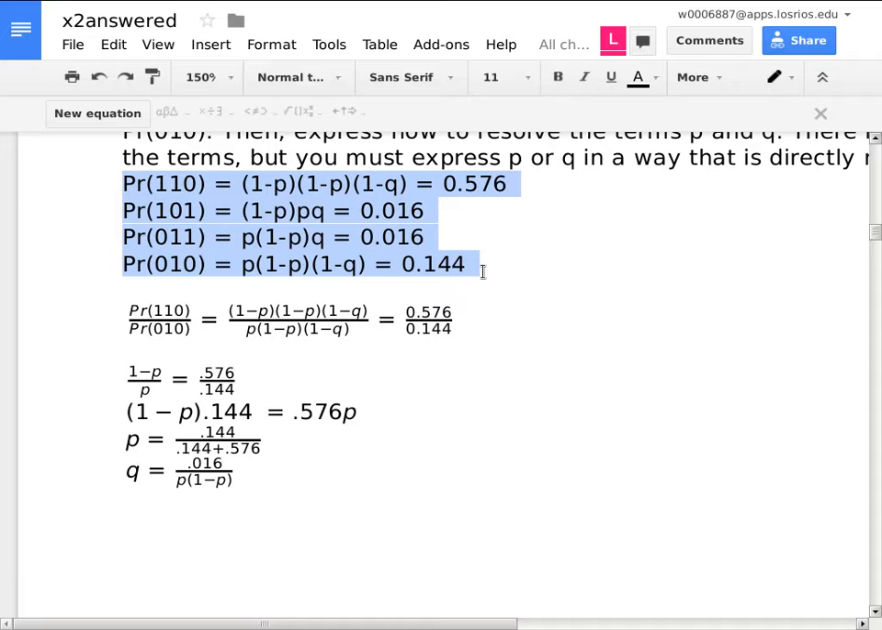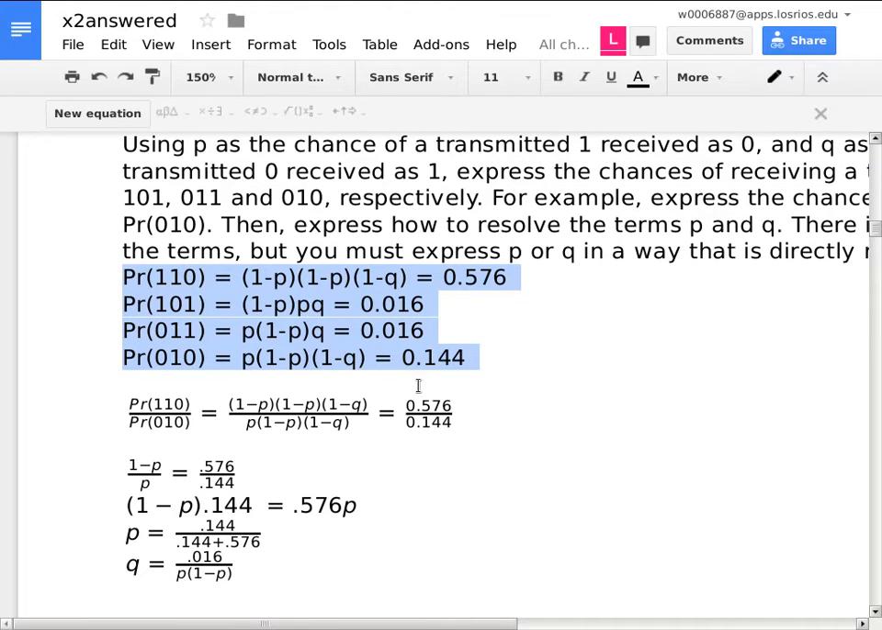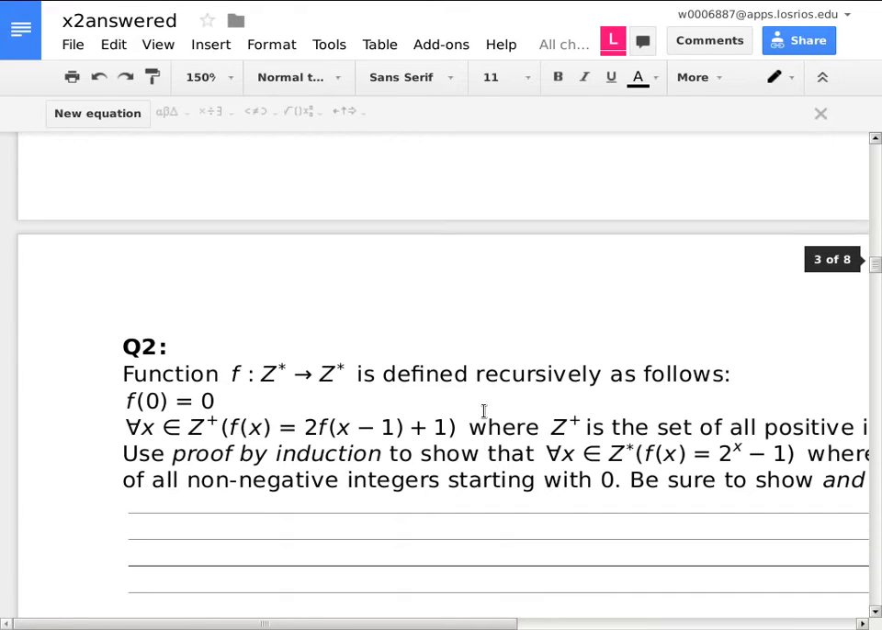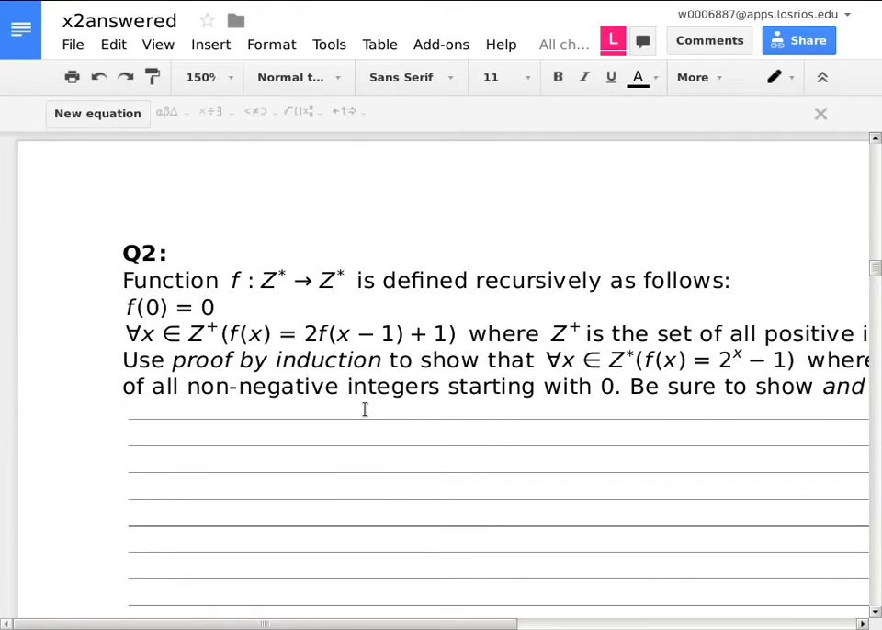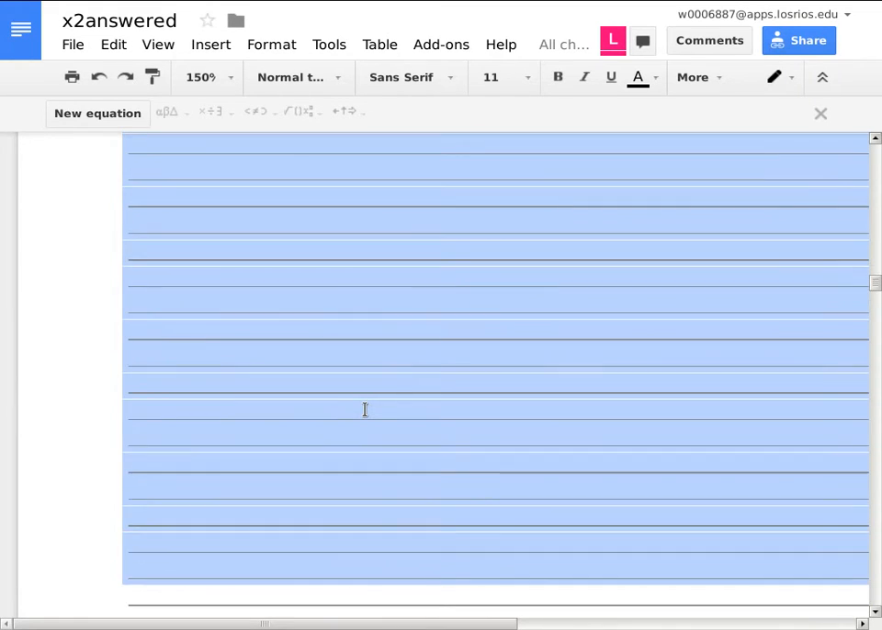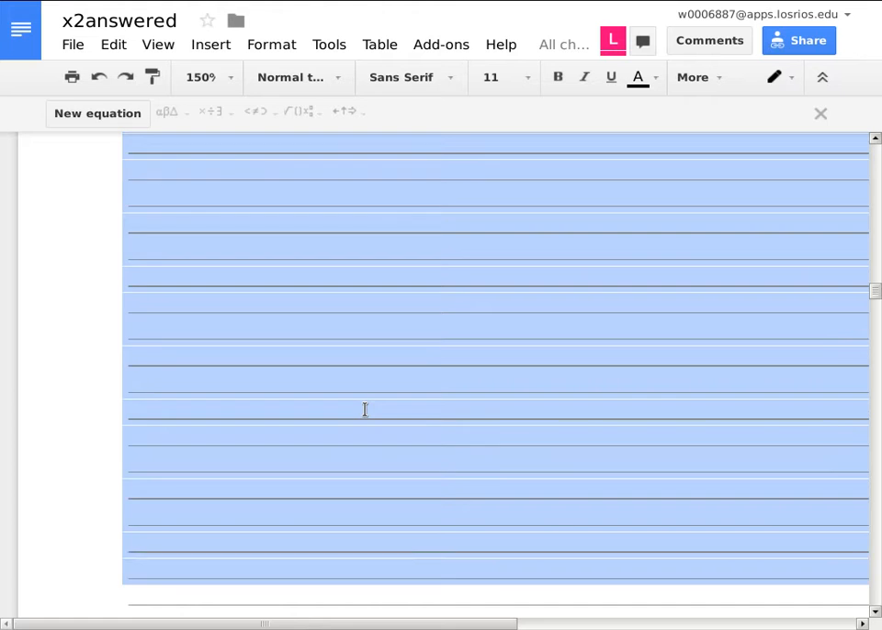Thank you. All right, so that's the answer to question number 1. Are there any questions about number 1 before we move on to number 2? Okay, no questions. We are going to move on to question number 2. So I'll do exactly the same thing. I'll go ahead and delete all these lines, which is basically there to help you write your answers.